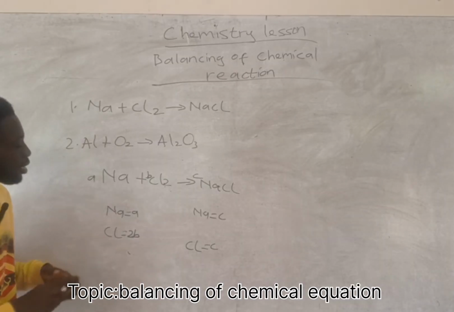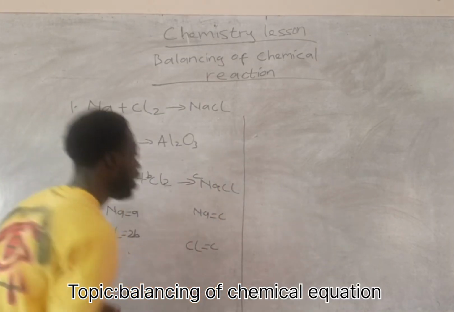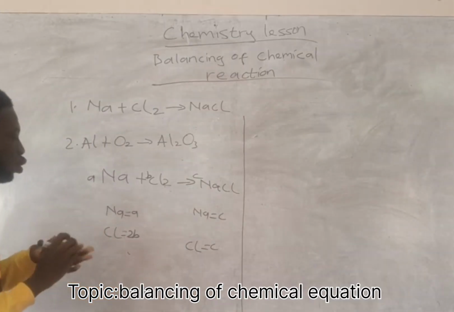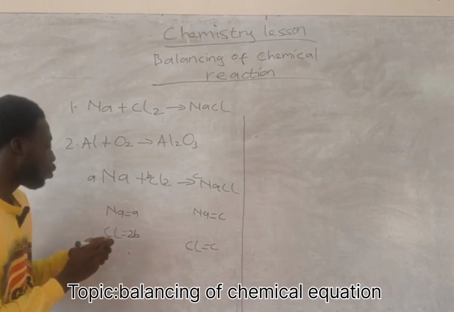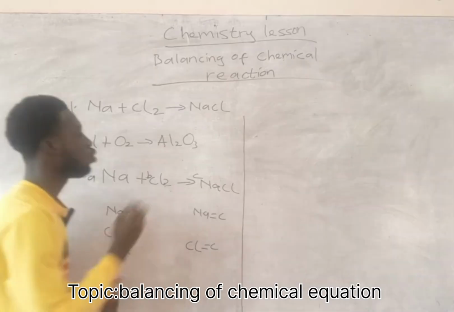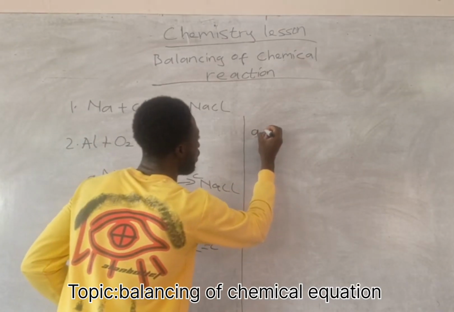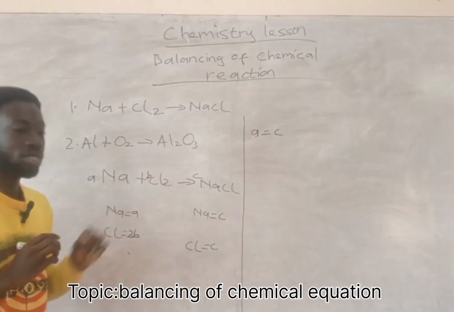Now, this is our equation. So let's write it here. We are going to write our equation here. So for the sodium, from the product side to the reactant side, we have A, that is 1, right? Then we have C. So for sodium, A is equal to C, right? A is equal to C.